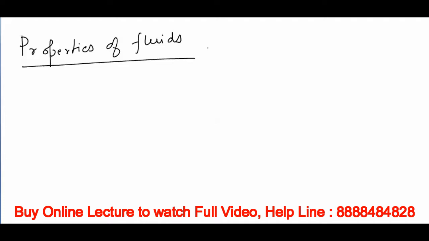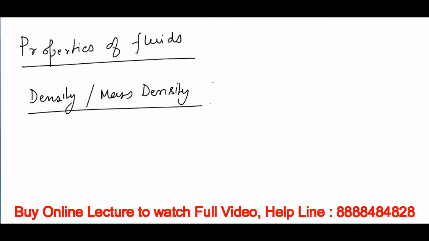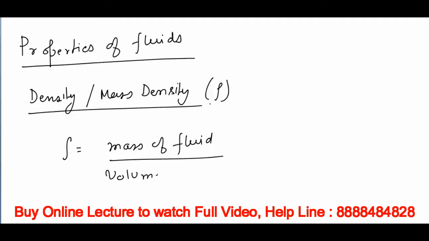Fluid mechanics is that branch of science which deals with the behavior of fluids at rest as well as in motion. To start with, if I talk about properties of fluids, basic properties are density or mass density. As the name suggests, density or mass density is denoted by the symbol rho, where rho is mass of fluid by volume of fluid. The unit is kg per meter cube.